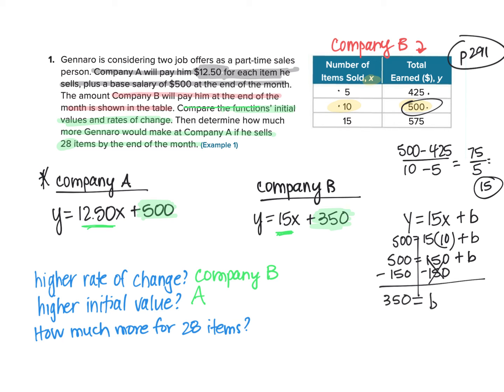So lastly, you're going to need to come up to the equation and do 12.50 times 28 items plus the 500. And then over here, you're going to have to do 15 times the 28 items plus the 350 and see what you get. All right, I worked both of those out, and I got 850 here, and I got 770 here. So now, lastly, I would just want to subtract them. If I do 850 minus 770 to see how much more, it looks like $80 more at Company A.